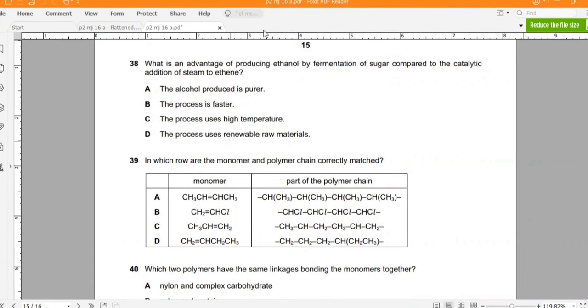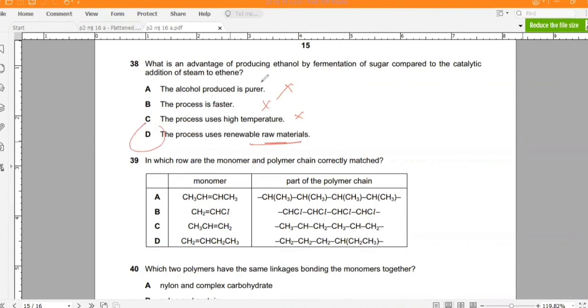So what is the right answer for these questions? We have to compare the advantages. Basically we know that the alcohol produces purer, not at all. The process is faster, no. The process uses high temperature. We don't use high temperature for the fermentation of sugar. So the process uses renewable raw materials. This is the advantage of producing ethanol by the fermentation process. The right one will be option D.